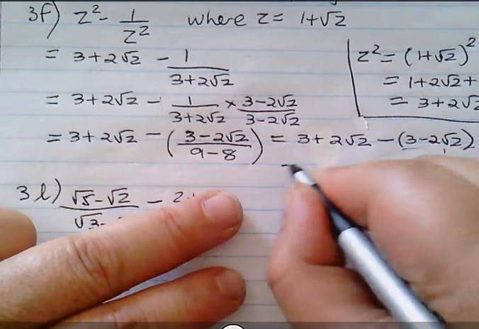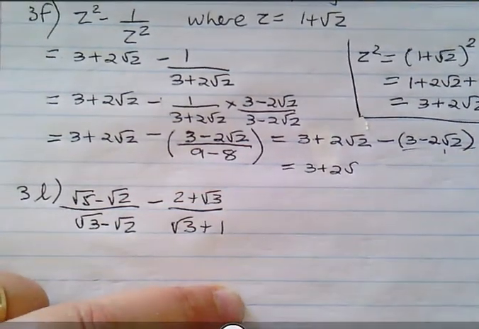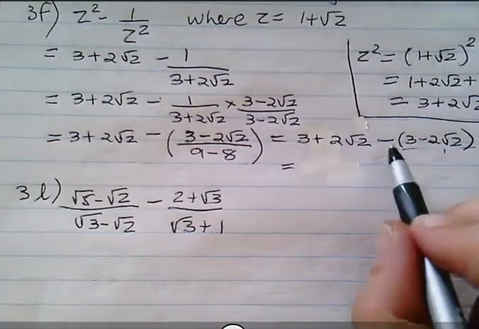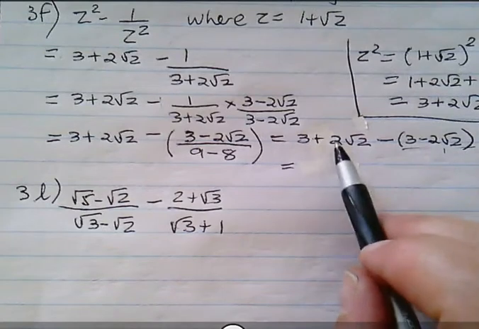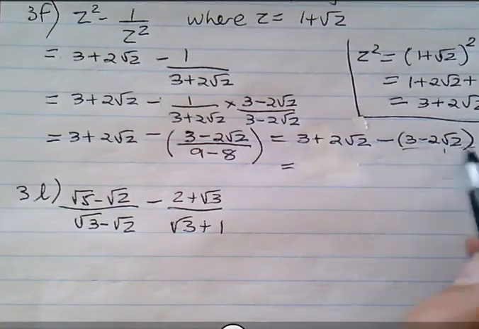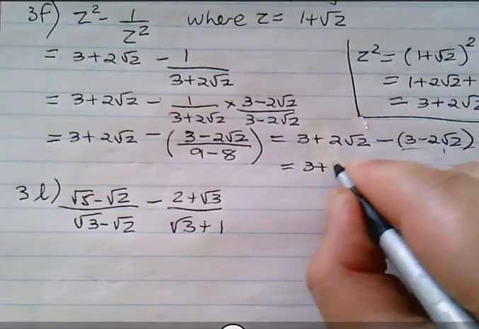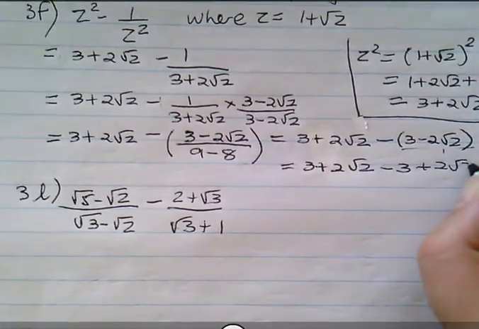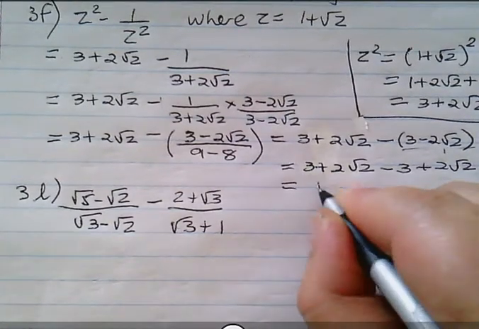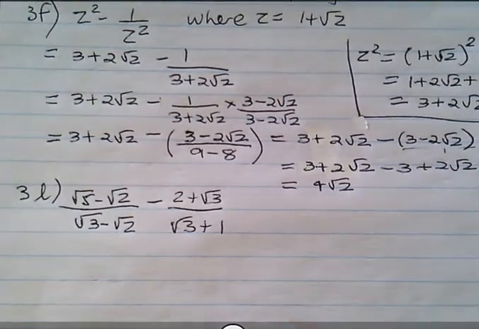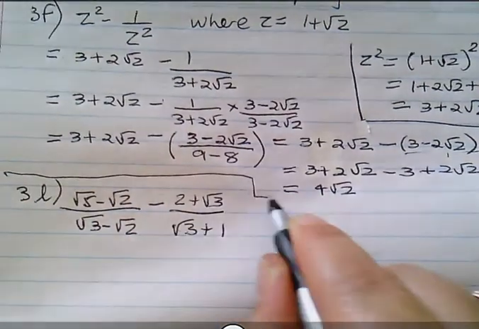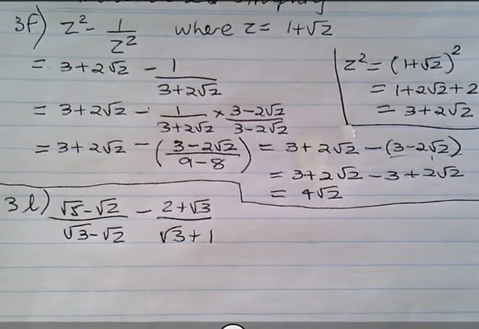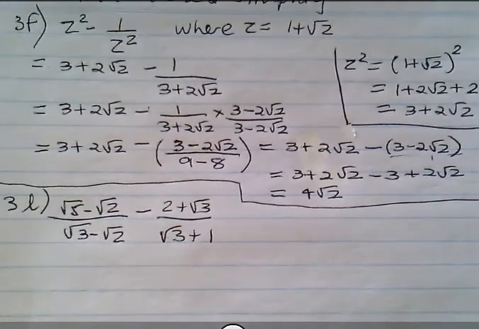Let's go with 1. Equals 3 plus 2, you can actually just write your answer now if you want. So what have you got? 3 plus 2 root 2, minus 3, so the 3s go, but you've got 2 root 2 plus 2 root 2, which is 4 root 2. If you think you're going to make a mistake, write it all out. Whichever way you need to do it so that you don't make a mistake, that's the way you do it. All right? Okay, now the next one.